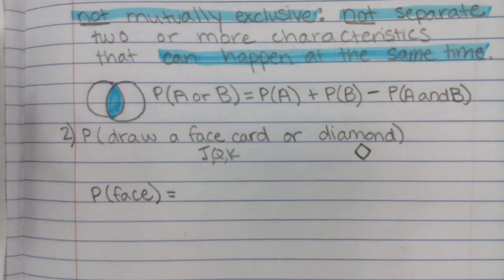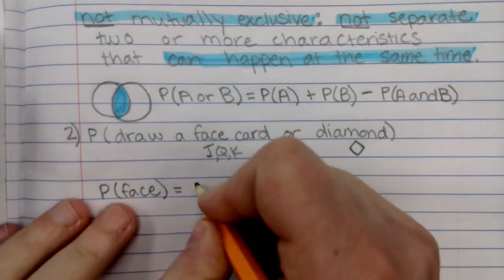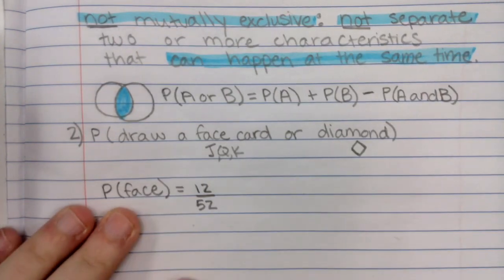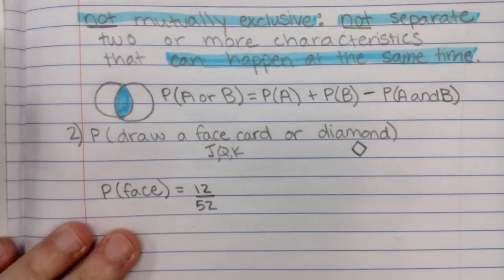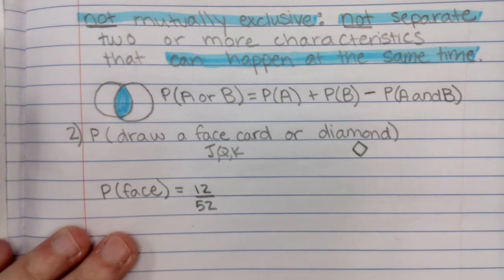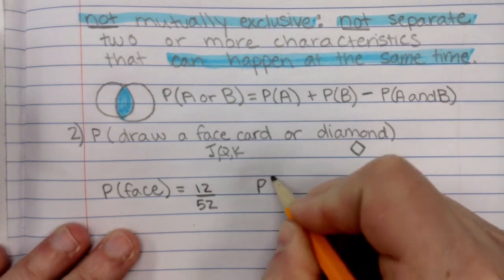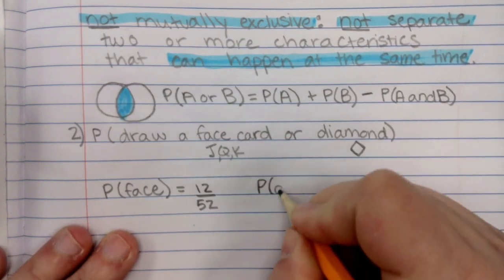Now I want my probability of my diamonds. So now I'm counting all my diamonds. We talked about that a little bit earlier with the spades. How many are there of each of those shapes? 13 out of 52.